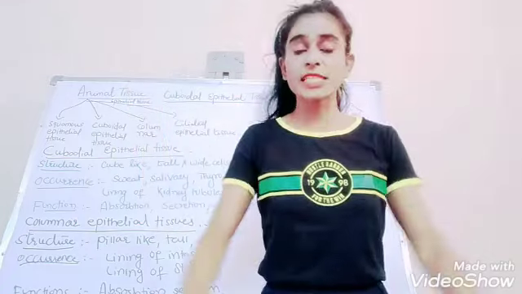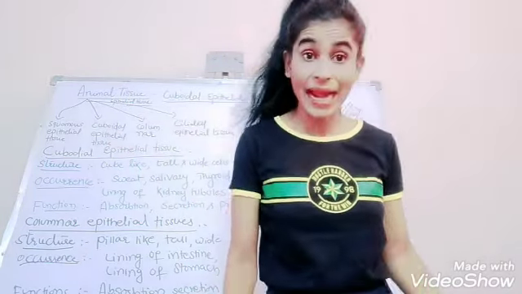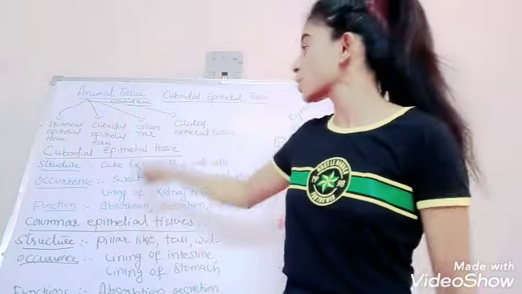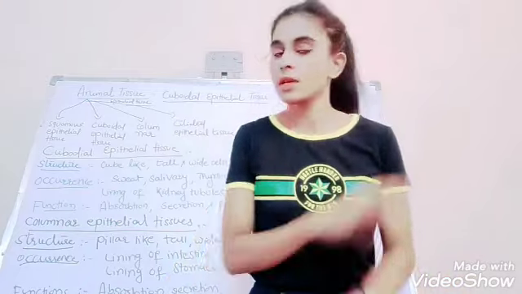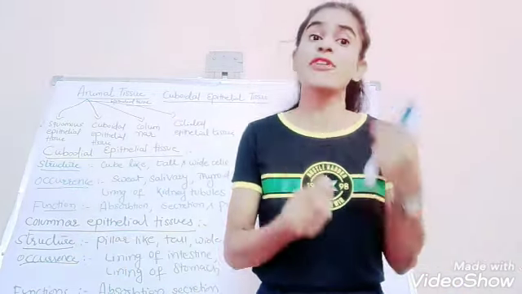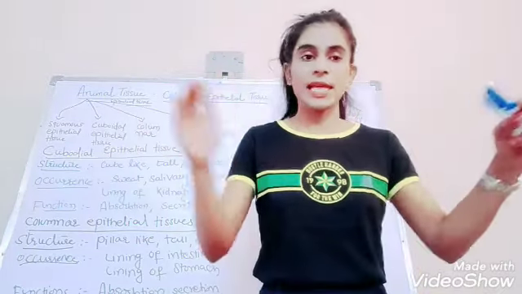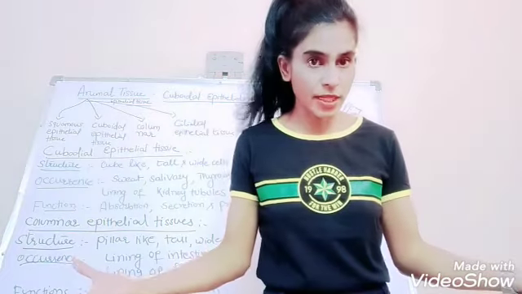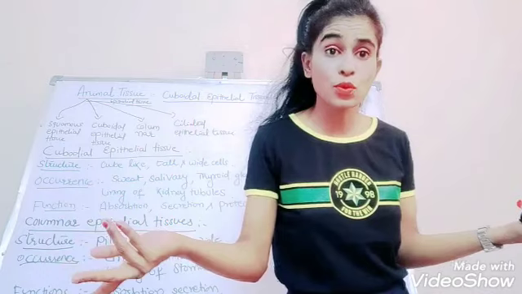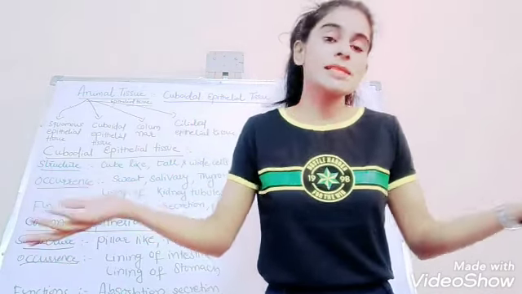So today in this session, we are going to discuss cuboidal epithelial tissue and columnar epithelial tissue. So let's start with the cuboidal epithelial tissue. Simply, we know epithelial tissue means giving protection. That is the first and most important function of epithelial tissue. Now, what is cuboidal epithelial tissue? Cuboidal, the word itself says the cells are cube shaped.